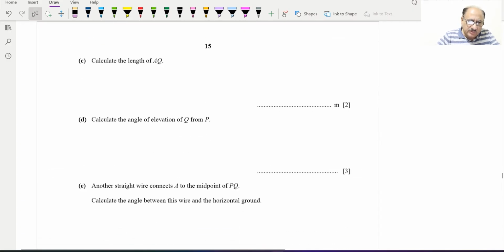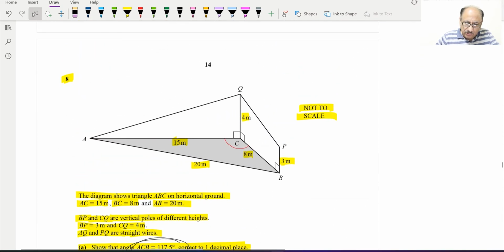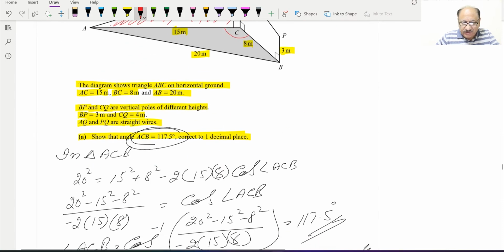Now the C part says calculate the length of AQ. Where is AQ? We need to check. Okay, good. So this is AQ, which we need to find. AQ will be what? We have this side, which is CQ, which is 4, and this side, which is 15. So we'll apply Pythagoras theorem on this triangle.